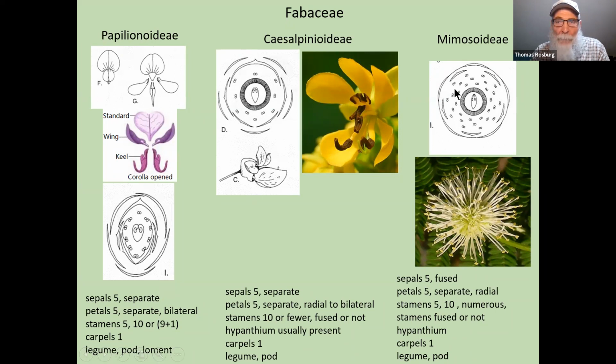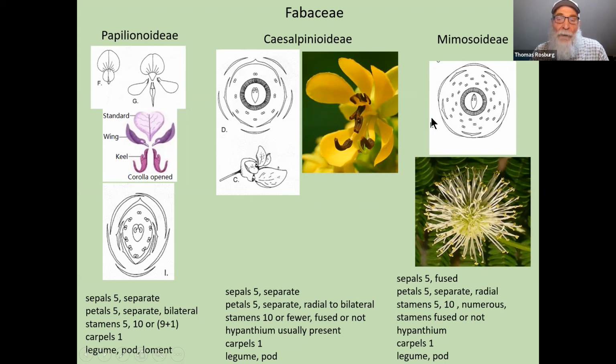The Caesalpinioids and the Mimosoids have corollas that are a little bit more radial. In other words, this one is strongly bilateral. There's only one place you can draw a line through here and get two equal halves. The Caesalpinioids are sometimes strongly bilateral, sometimes more like this, nearly radial. And the Mimosoids are usually radial, but they have a corolla that's much less conspicuous.